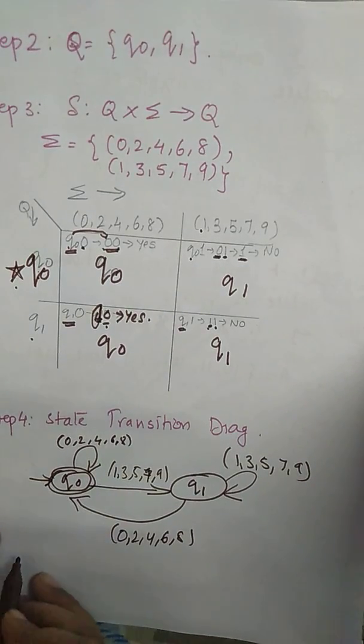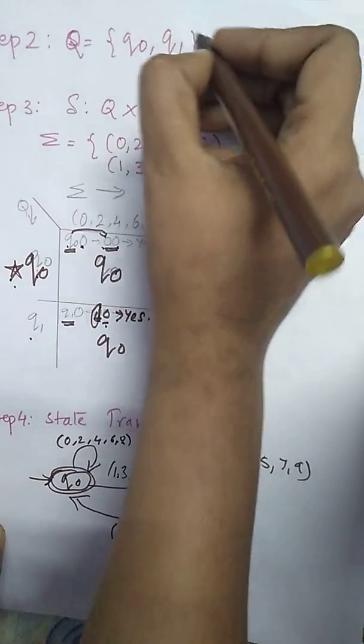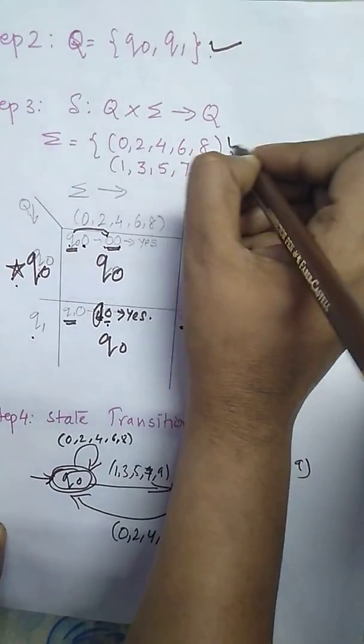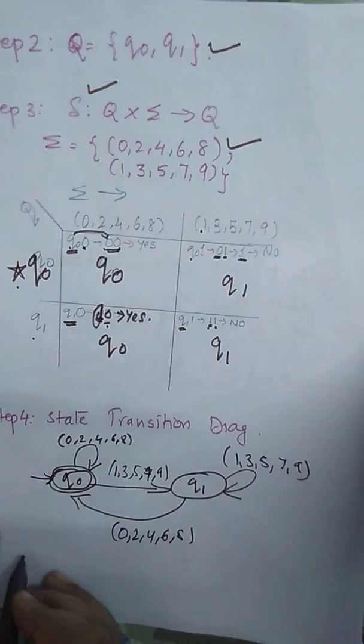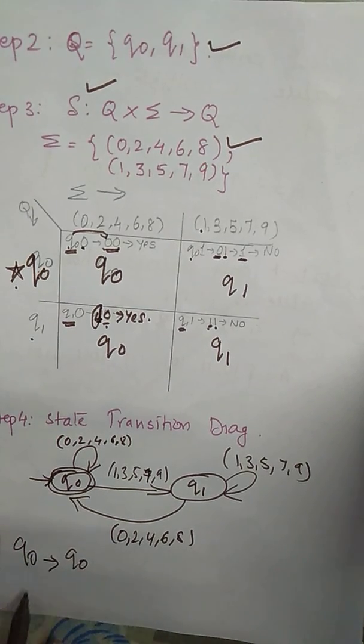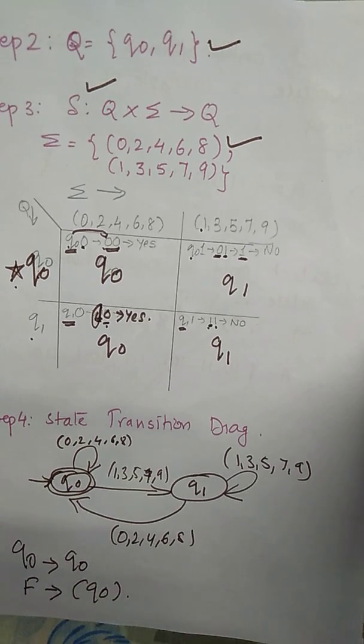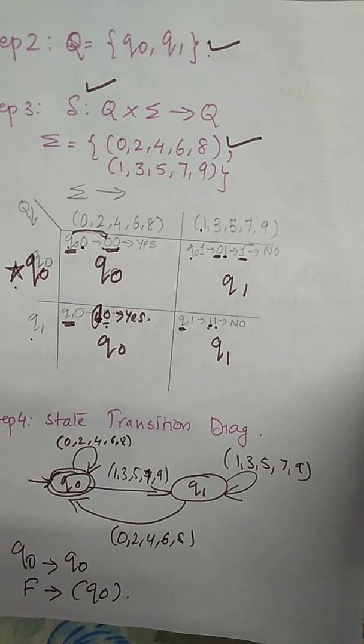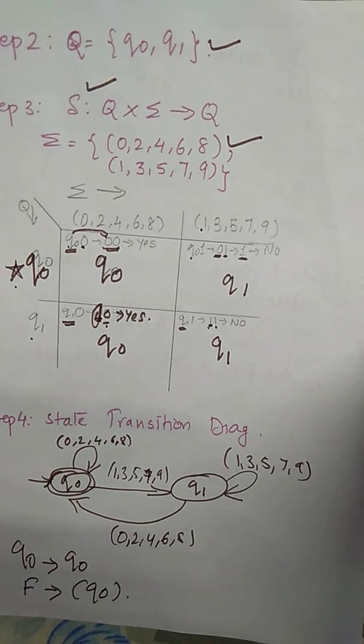Now what is Q? Q we had already written here. Q is this one. What is sigma? Sigma is given. The transition diagram is given. Now what about the initial state? The initial state in our case is Q0. What is F? F is also Q0. So this is how we had designed the finite automata for divisibility by 2 over the decimal number system.